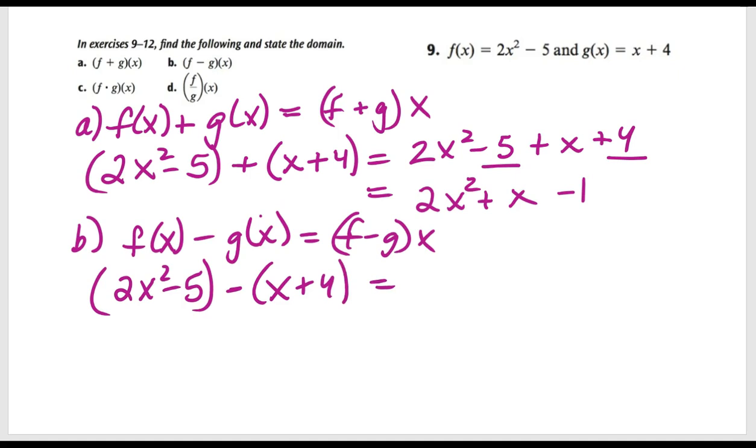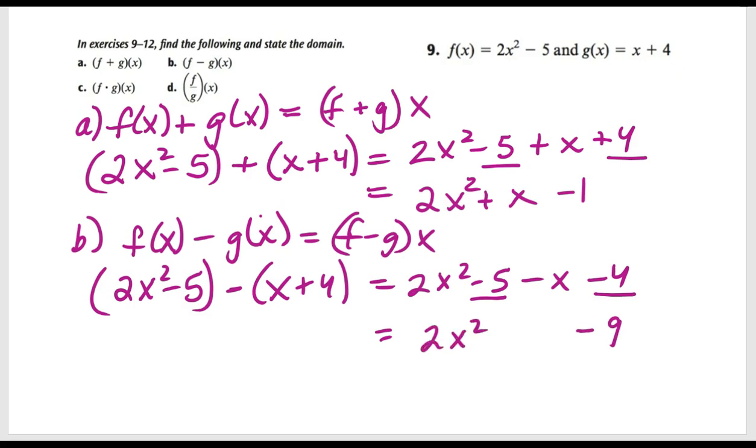Now, when you're subtracting, you have to be very careful. Throughout this semester, whenever you're subtracting two polynomials, you have to remember that you're going to need to distribute the minus. Now I'm going to look for like terms, and this time I have a minus 5 and a minus 4, so that's going to be minus 9. So I'll have 2x squared minus x minus 9.